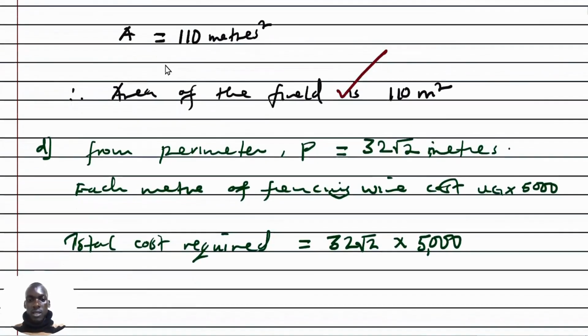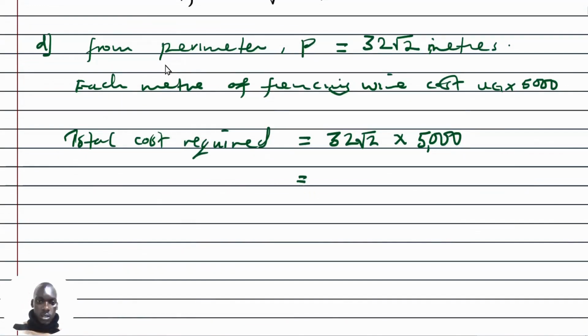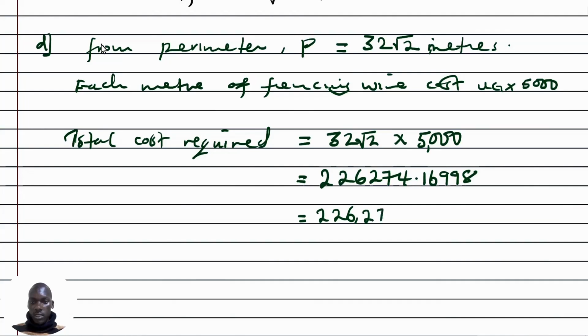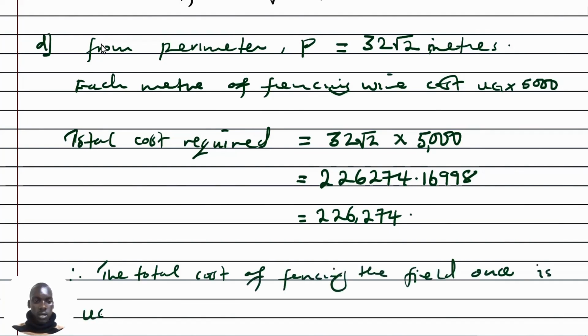As we simplify, we get a result equal to 226,274.16998. This is correct to 5 decimal places. We can now round off to the nearest whole number, which gives us 226,274. Now we can conclude that the total cost of fencing the field once is UGX 226,274. So this becomes our correct answer. That means the cost of fencing the field once is equivalent to this.